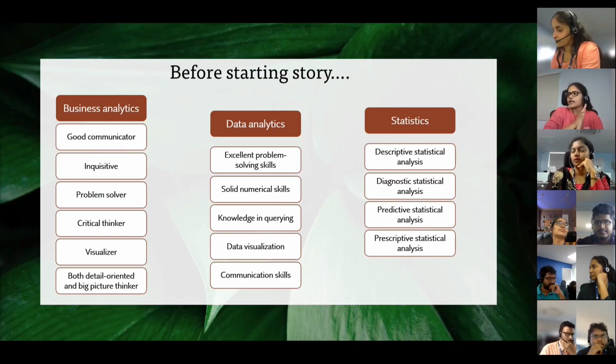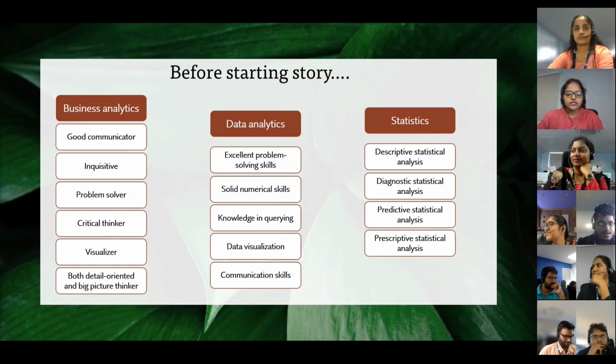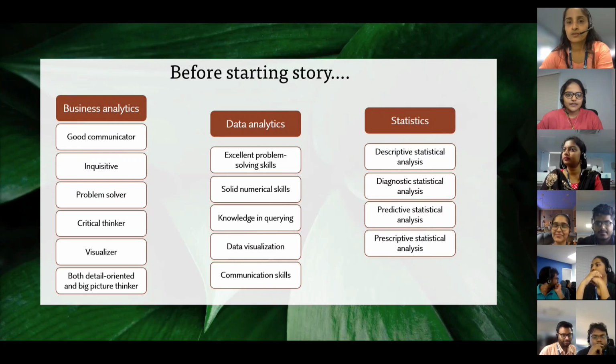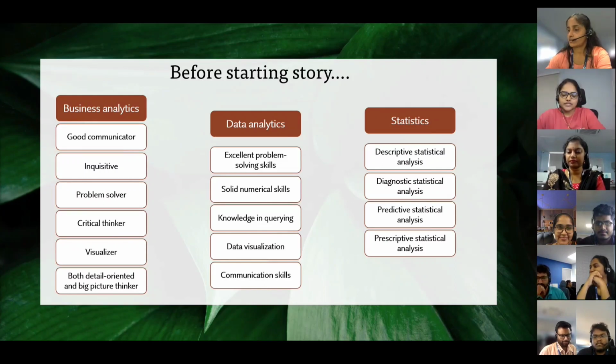Okay. Next, coming to statistics. I am more interested in this topic. So, what is statistics? What do you think? It's okay. There are different types of statistics, but for us, these four are more than enough. We have four different types of analysis: descriptive, diagnostic, predictive, and prescriptive statistical analysis.